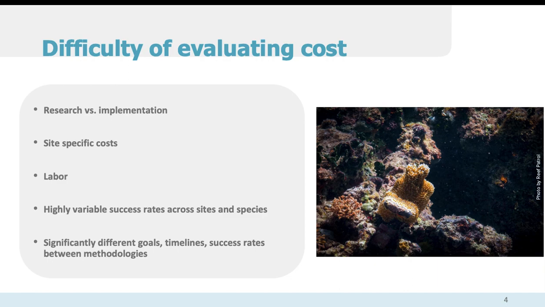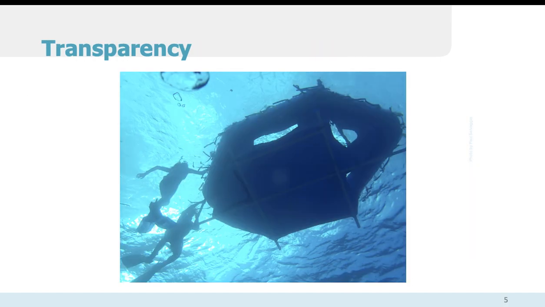If you're looking at research versus implementation, those are different ways that you would cost things out. There are a lot of site-specific differences that make communicating costs and comparing costs across geographies very difficult. If you're calculating it as a factor of success, rates are really different between methodologies, between sites, between species, and even between different reefs in the same location. Additionally, I think there's some hesitancy to be completely transparent about costs because there's worry that those numbers are going to be taken out of context and used to critique what you're doing, maybe in an unfair manner.